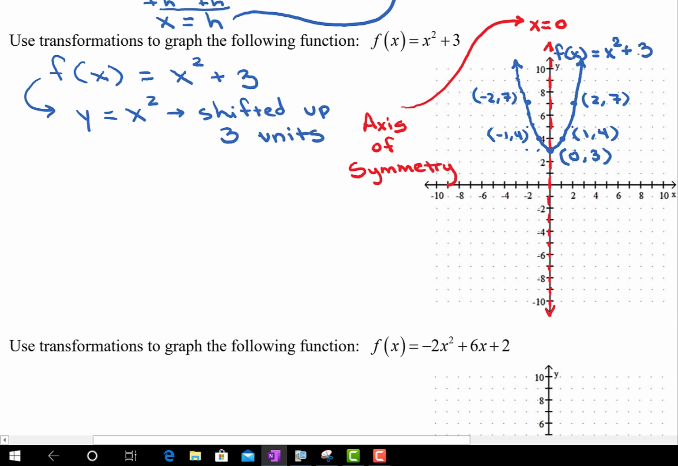Yeah, let's go ahead and also write down the domain and range. I know it didn't ask for that, but we should know how to find the domain and range of any one of these functions that we're working with here.